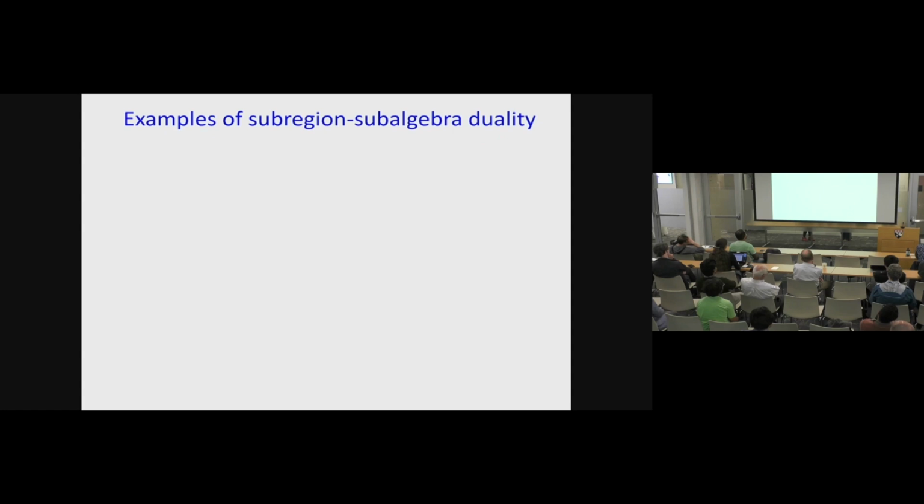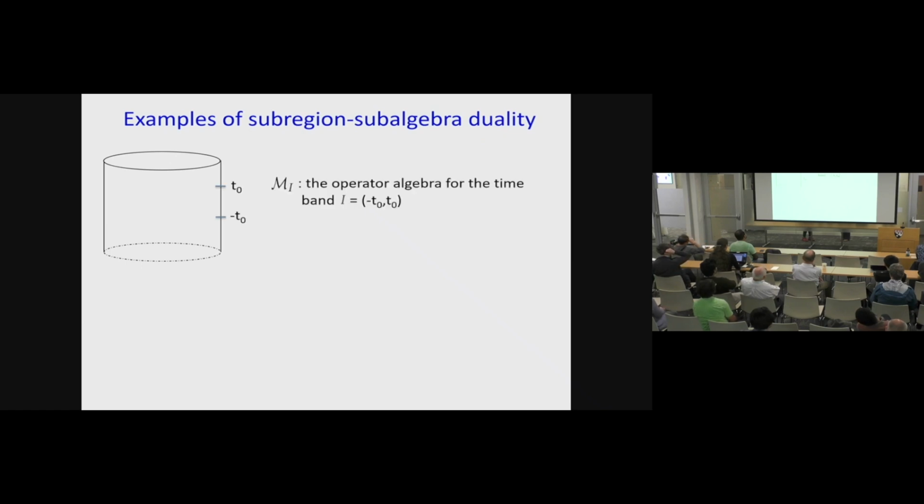Before telling you the scheme, let me give you some simple examples of the subregion-algebra duality, to give you some intuition. First, if you have the full AdS space in the vacuum state, that is just dual to the full boundary algebra. Of course, this is trivial. Now let's consider the algebra corresponding to the operators within a time band between minus T0 and T0 on the boundary. You can ask, what does this algebra correspond to in the bulk?